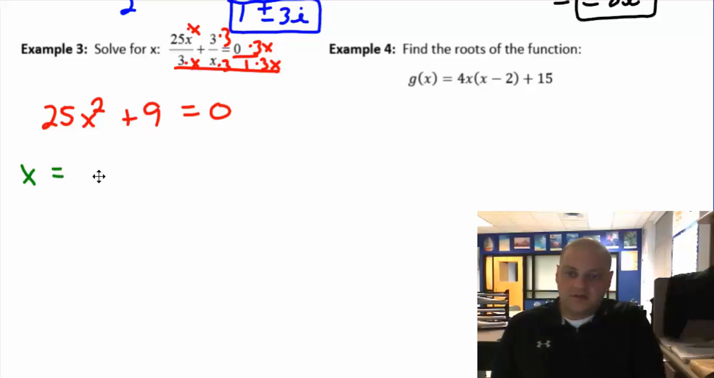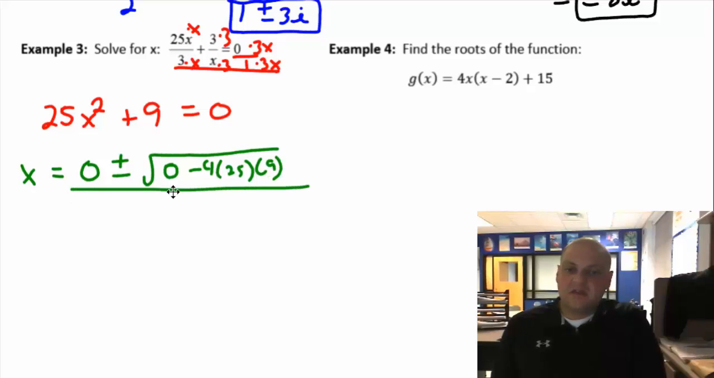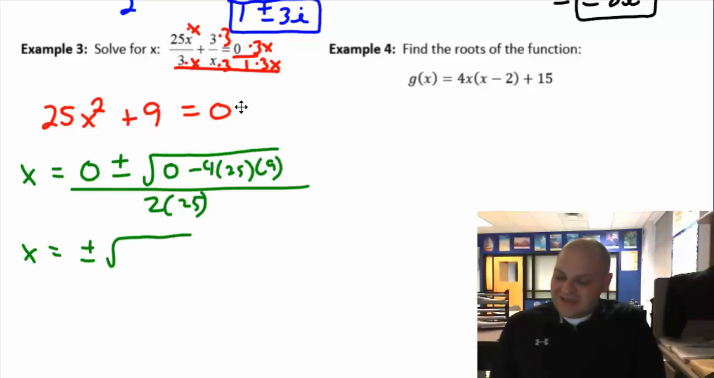X equals 0 plus minus the square root of 0 squared minus 4ac, over 2a. 2 times 25 is 50. All right, so we don't need the 0. Plus minus the square root of, looks like negative 900. I did this ahead of time so we could save some time in the video. So negative 900 over 50.